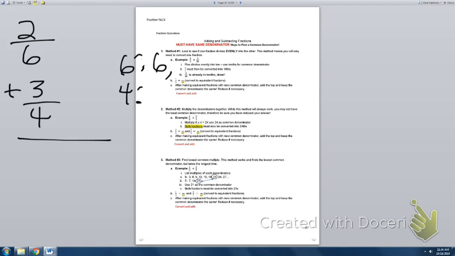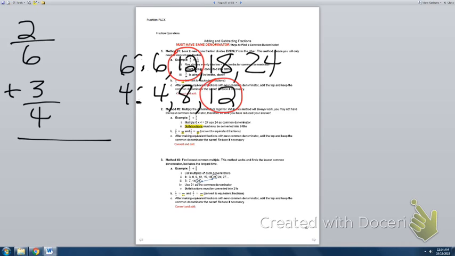So 6 times 1 is 6. 6 times 2 is 12. 6 times 3 is 18. 6 times 4 is 24. And the multiples of 4, 4 times 1 is 4. 4 times 2 is 8. 4 times 3 is 12, and there you go. We found our least common multiple, which is 12. And let's just see what happens if we use the least common denominator rather than just multiplying the two together.